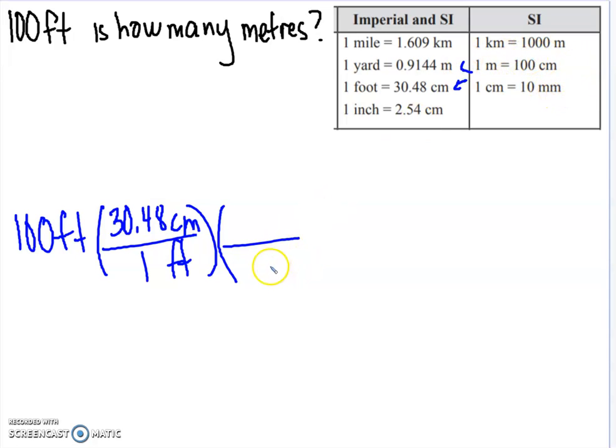So it's saying 100 centimeters is 1 meter. So we're going to have to take 100. We're going to have to multiply it by 30.48, and then we're going to have to divide by 100. So we end up with 30.48.